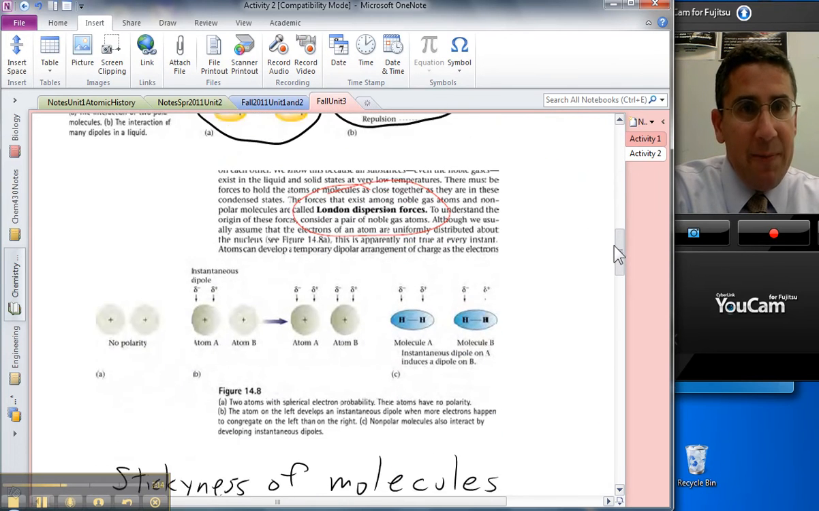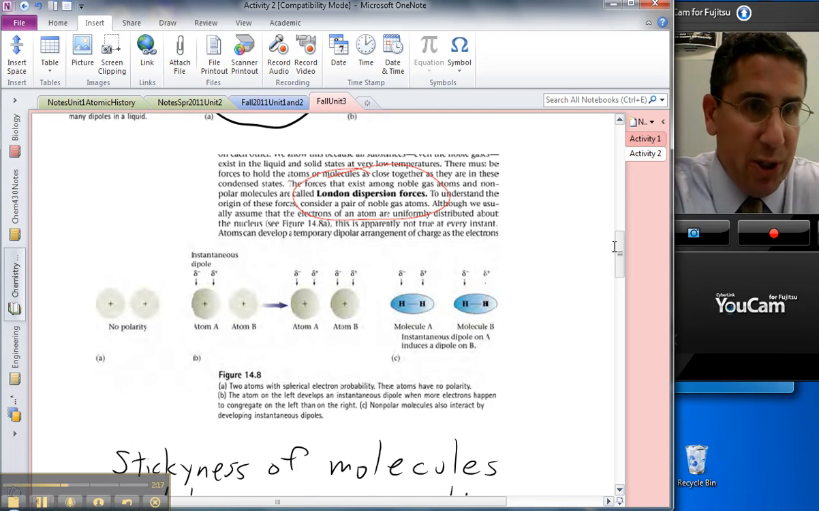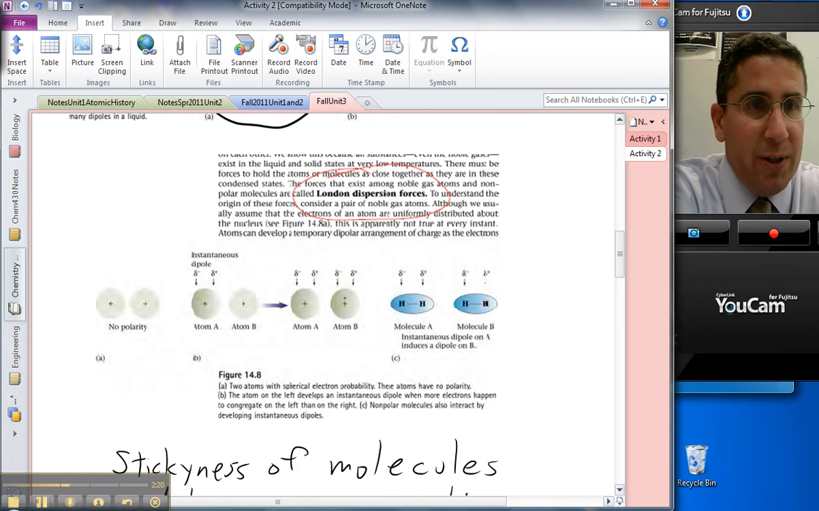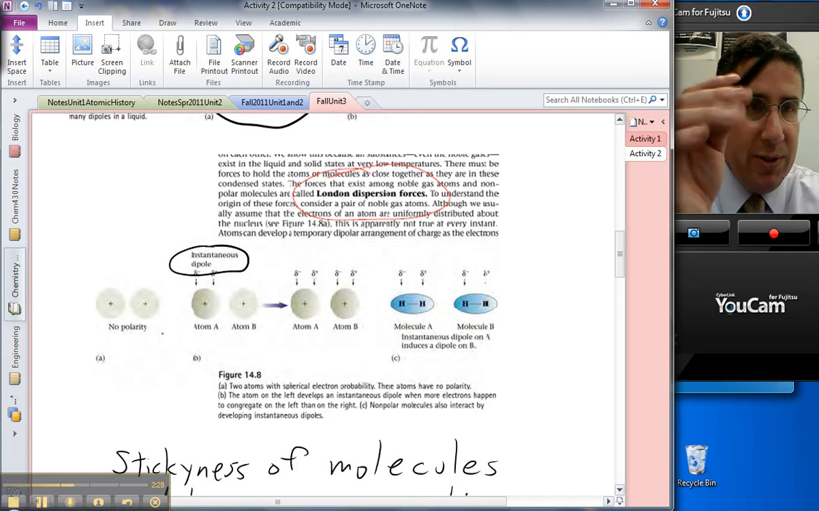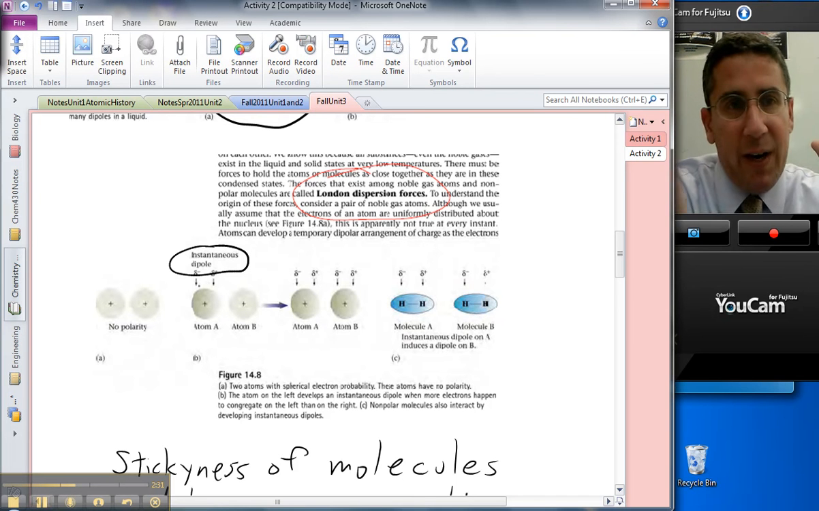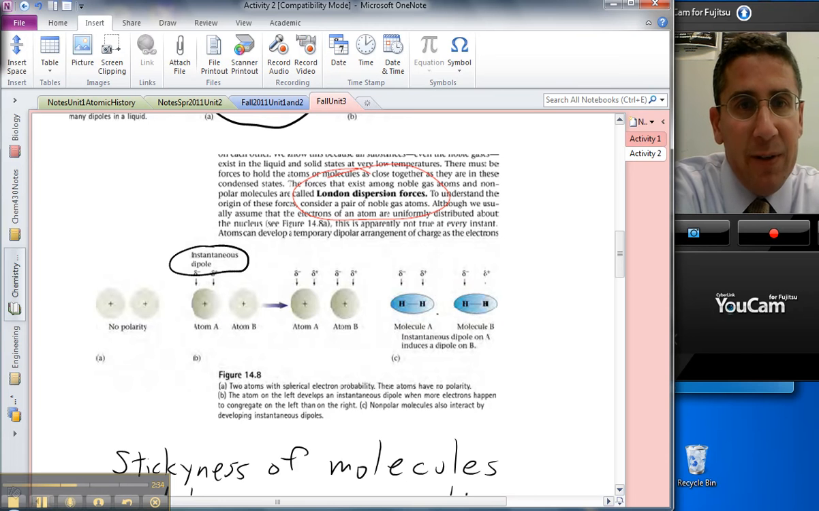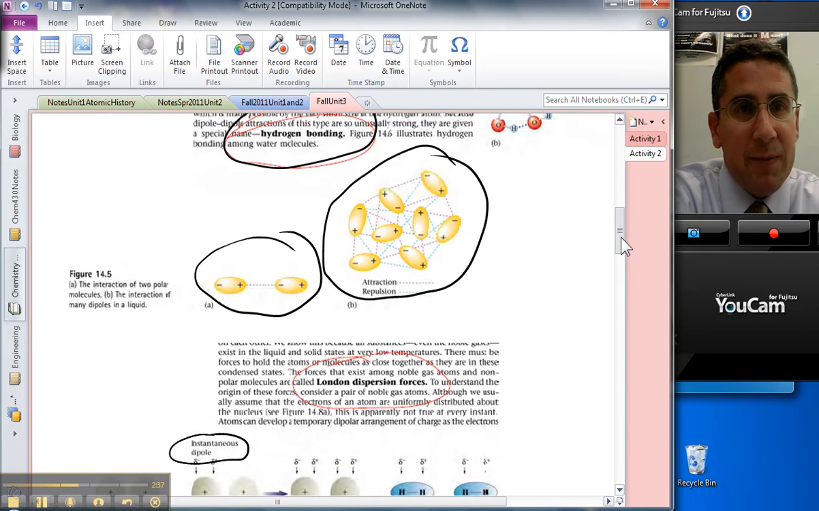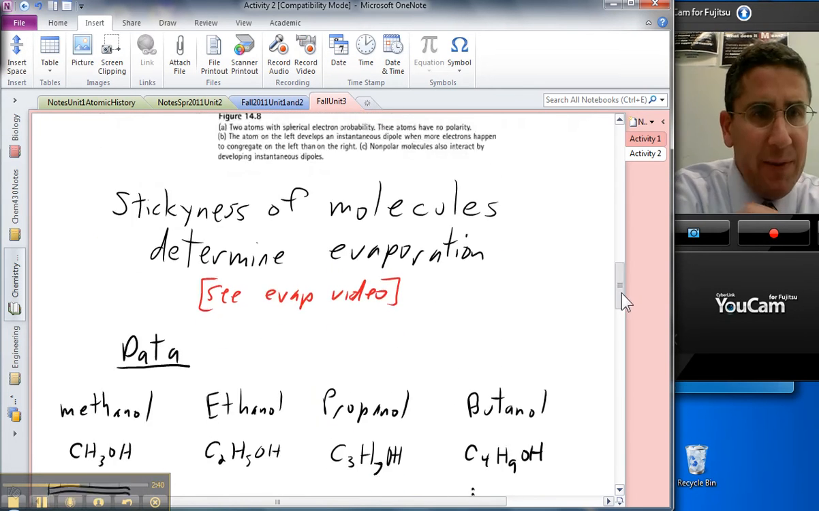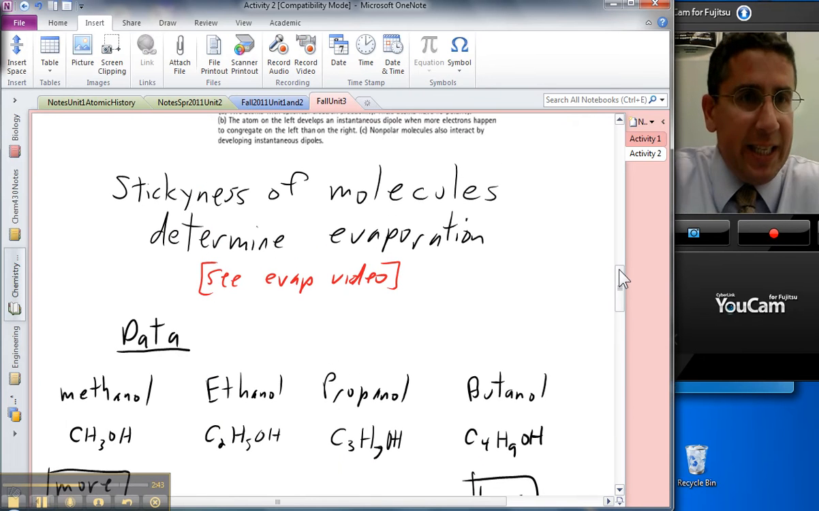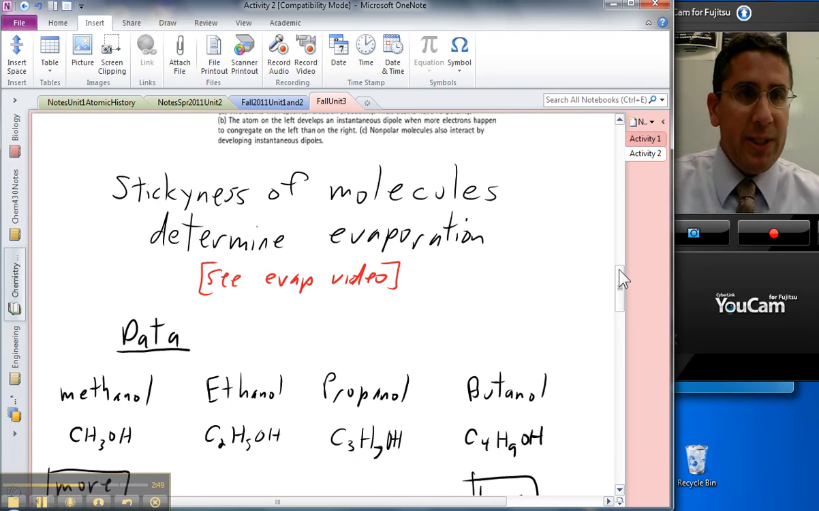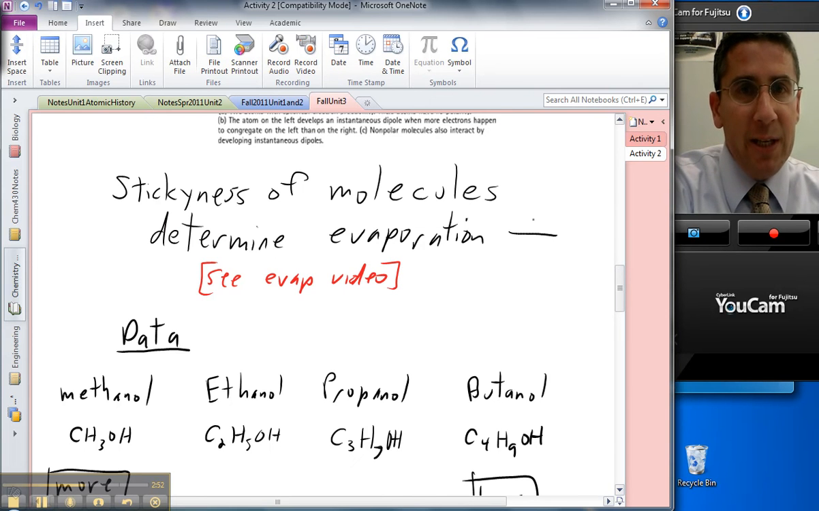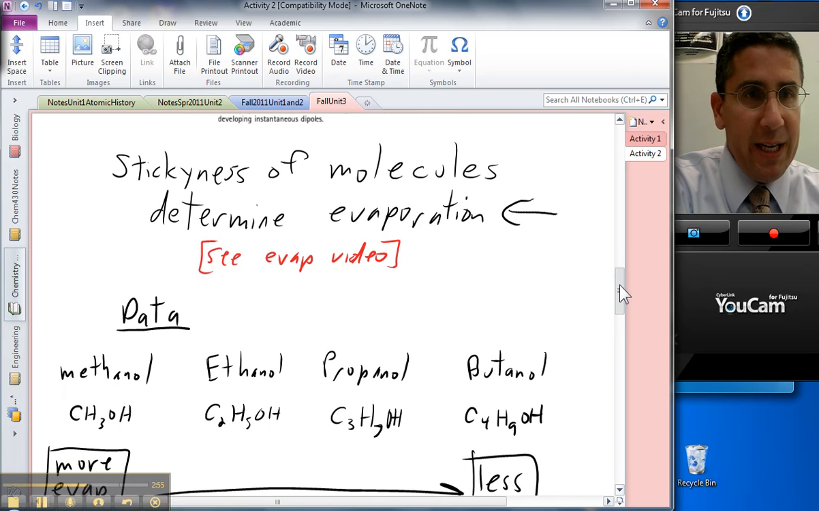We scroll down, and in your reading you also had this thing called London dispersion forces, and this one's a little more difficult. All it says is that there's an instantaneous dipole in an atom that doesn't have any dipole. It's all nice and everything's fine, but this instantaneous dipole will give you these dipoles that can attract each other, just like up here. What does this mean for our molecules? Well, it's all about the stickiness of molecules. These intermolecular forces make molecules sticky, and they determine the evaporation. So look at the evaporation video to make sure that you understand evaporation.